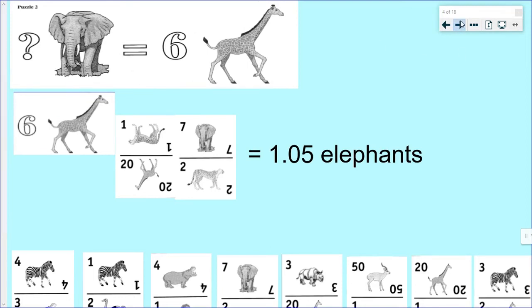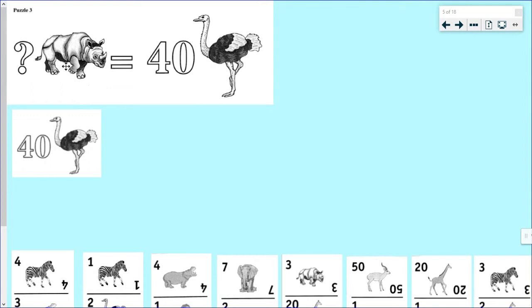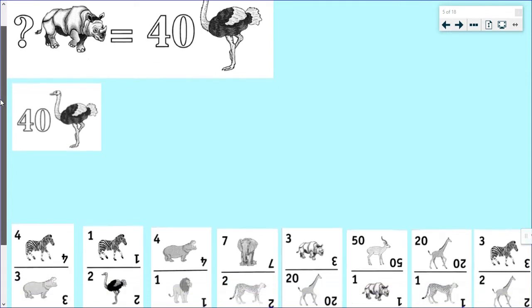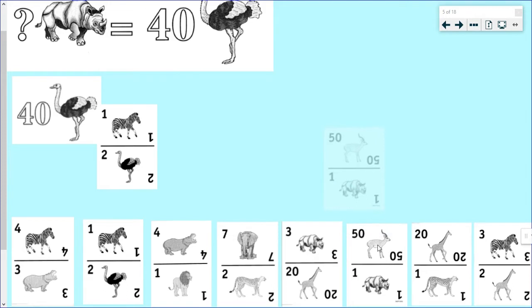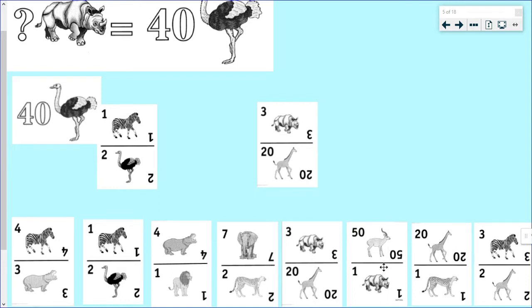Sorry. So problem 3, we have rhinoceroses and we have ostriches. They want to know with 40 ostriches how many rhinos we would end up having. I only have one card with an ostrich on it, so I'm going to drag that guy up here. Then I'm going to look to see if I have a zebra and a rhino. The only rhino card that I have is this one. Looks like, nope, I'm sorry, I take that back. I've got one here with the giraffe as well, and I've got one here with the gazelle.